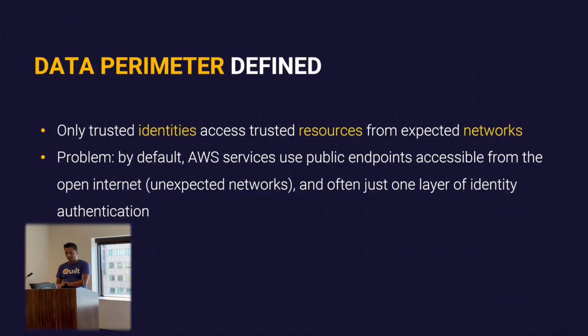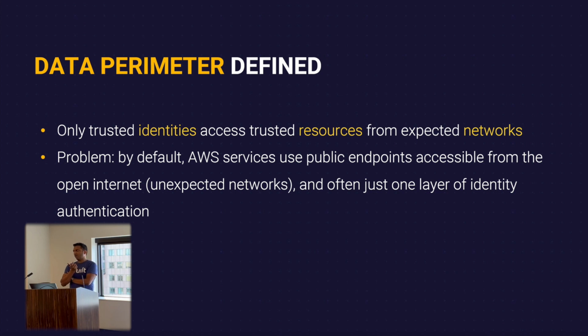And I want to start with the security piece on data perimeters. So it seemed at the outset that a lot of people weren't familiar with data perimeters. They had a very simple definition with some pretty interesting implications. So the idea behind a data perimeter is that only trusted identities can access trusted resources from expected networks. And notice we've used the word trusted twice and the word expected once, and I'm going to explain what that means in just a second.